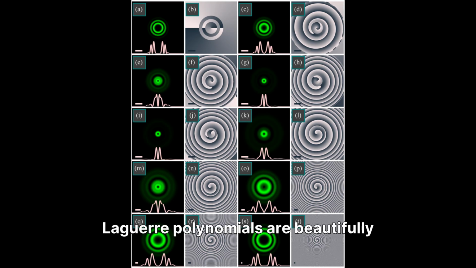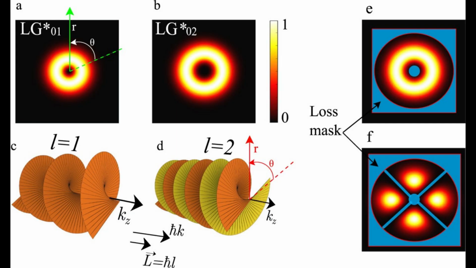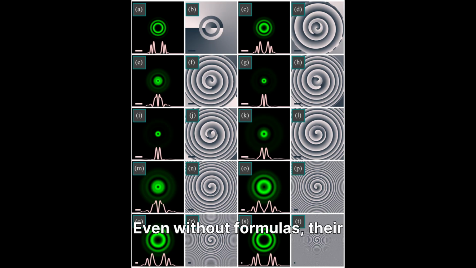Laguerre polynomials are beautifully structured patterns designed to describe phenomena that decay or radiate outward, from electrons and atoms to fading light, from waiting time distributions to laser beams with swirling shapes. They capture the essence of radial behavior in a clean, organized, and mathematically elegant way. Even without formulas, their purpose is intuitive. They give us the perfect shapes for understanding and modeling systems that diminish as they move away from a source.